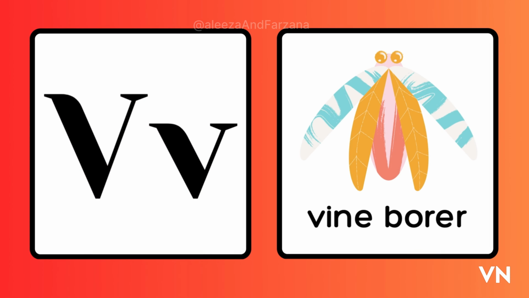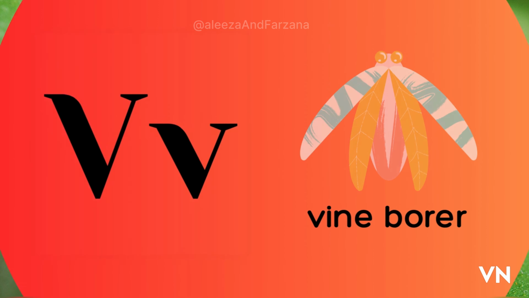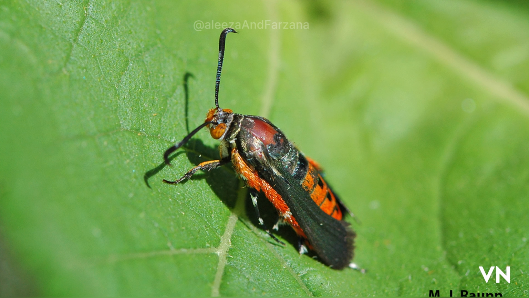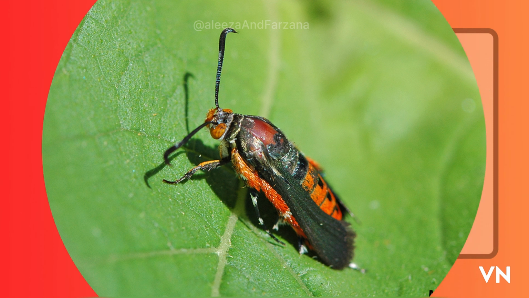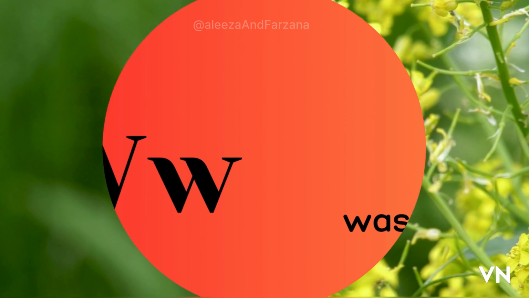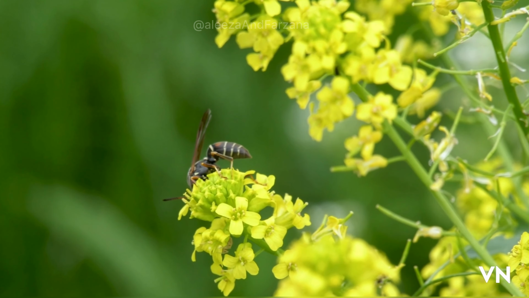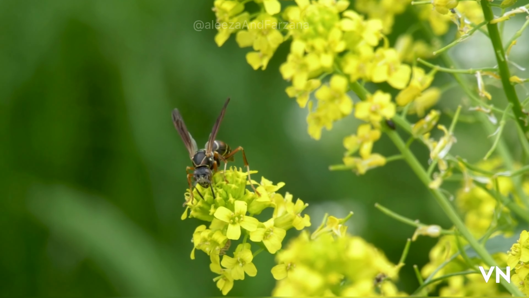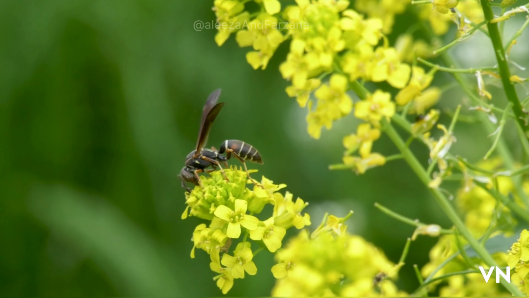V. V is for wine bottle. Wine bottle. Say with me. V is for wine bottle. W. W is for wasp. Wasp. Say with me. W is for wasp.